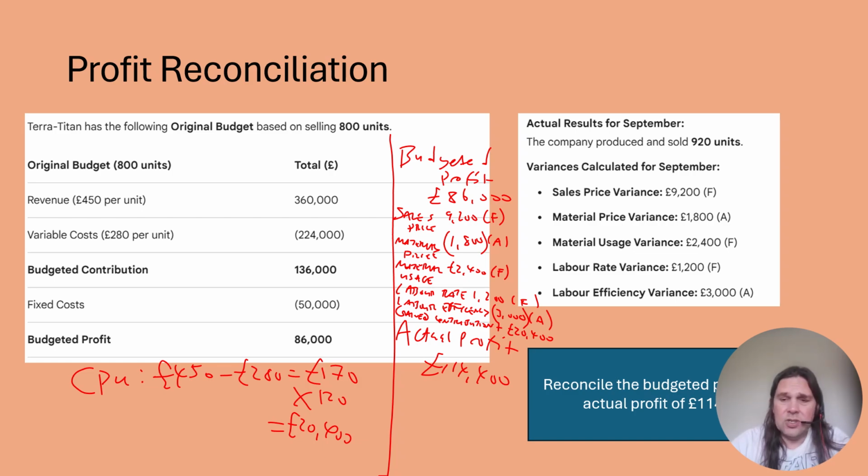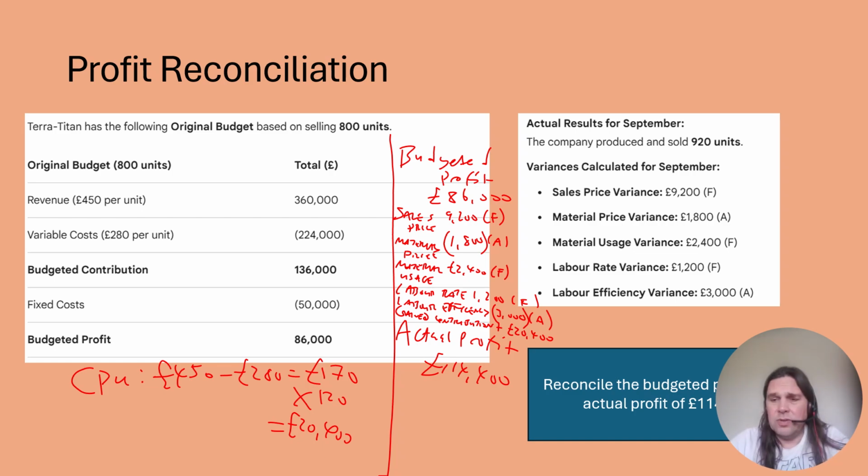Material price is adverse, so we've spent more on material than we thought, so that will make profit lower, so we'll take that away. Make sure you clearly indicate if you're adding or taking anything away. You can't get any own figure marks if you just put a list of numbers. So favourable and adverse. Material usage was favourable, so we've used less material than we thought, so we'll add that to profit. You might have been given the total variance, which in this instance would have been 600 favourable, but if it's individual, that's fine as well. Labour rate is 1200 favourable, so we'll add that. Labour efficiency is 3000 adverse, so we'll take that away.